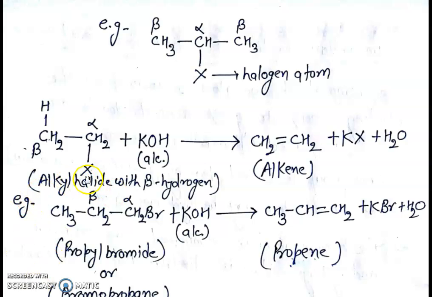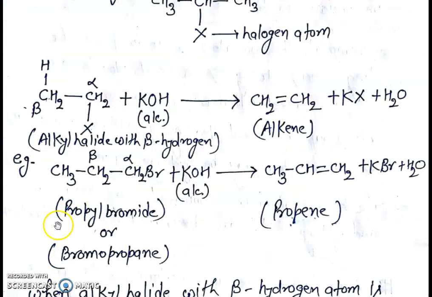The general reaction of elimination is given: when alkyl halide with beta hydrogen reacts with alcoholic KOH, it gives alkene. For example, when propyl bromide or bromopropane reacts with alcoholic potassium hydroxide, it gives propene. This is an example of elimination reaction, and this reaction is also called dehydrohalogenation reaction.